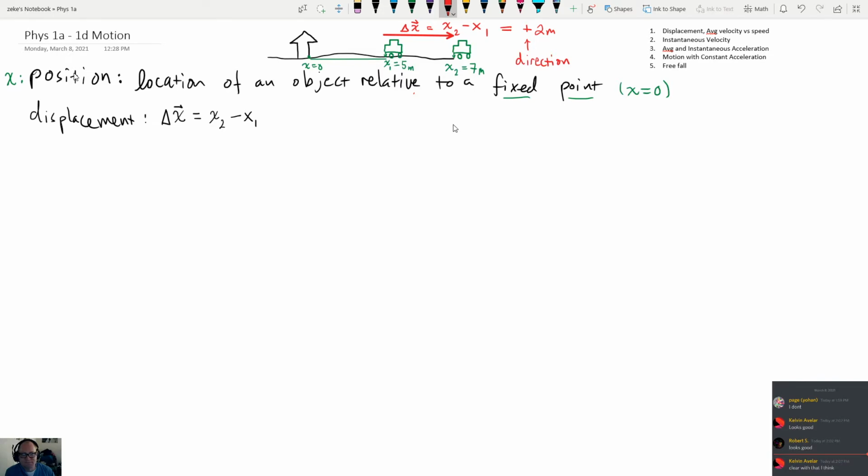All right. So the thing to distinguish this from would be the word distance, because they're not the same thing. Distance is just how far something travels, basically.